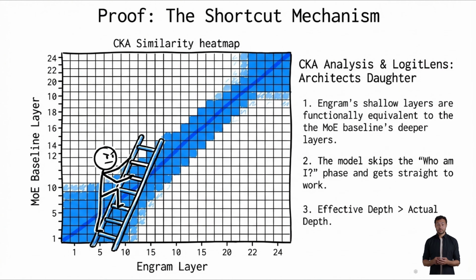Logit lens points to the same story. Engram starts producing task-relevant signals sooner, as if it's skipping the usual figure-out-the-representation stage and jumping straight into useful processing. In other words, the model is taking a ladder. Its effective depth ends up greater than its actual depth because it reaches deep features faster.